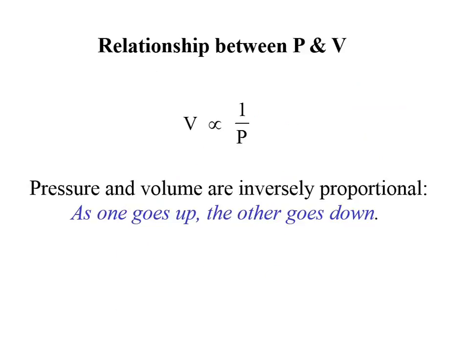Makes sense? So now here we have an inverse relationship. To show an inverse relationship, we can use the proportionality symbol, but we show that volume is proportional to the inverse, or 1 over pressure. So now, as volume goes up, pressure goes down. Here's one way to look at it: as volume goes down, pressure goes up.